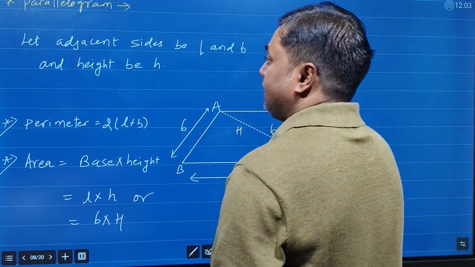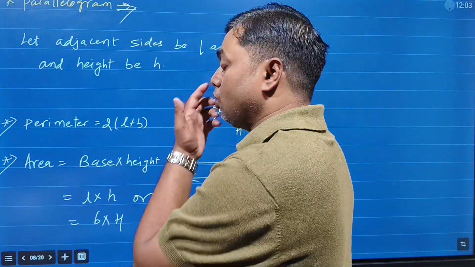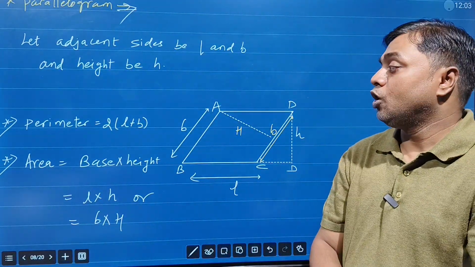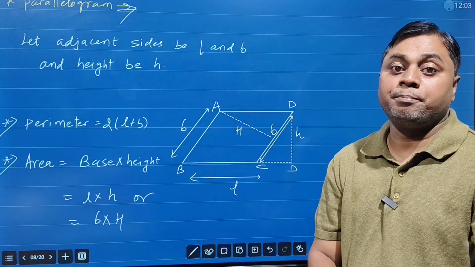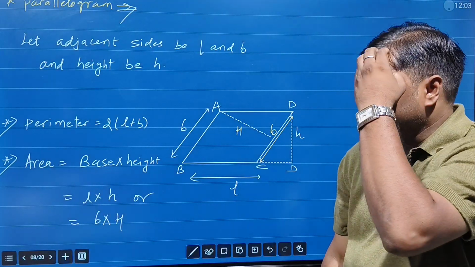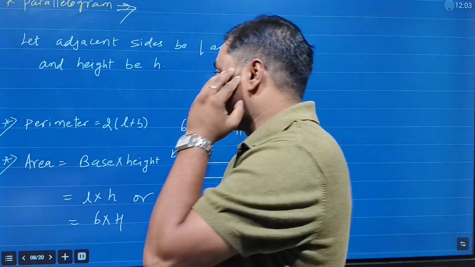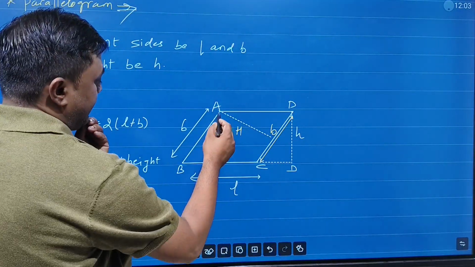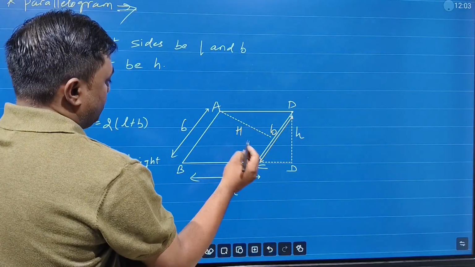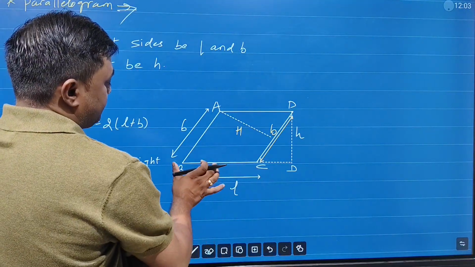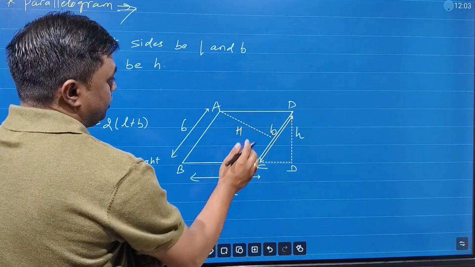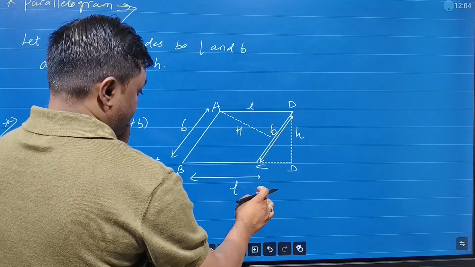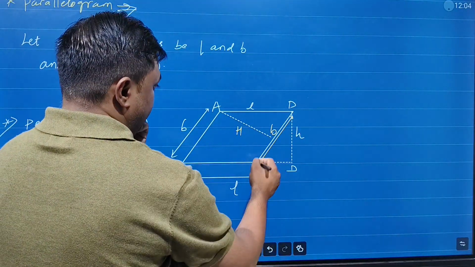Next, we talk about the parallelogram. What is a parallelogram? A parallelogram is a quadrilateral in which opposite sides are parallel. So I have considered a parallelogram ABCD. Here let's take BC as L, so this will also be L only, and this AB as B, so this will also be B only.